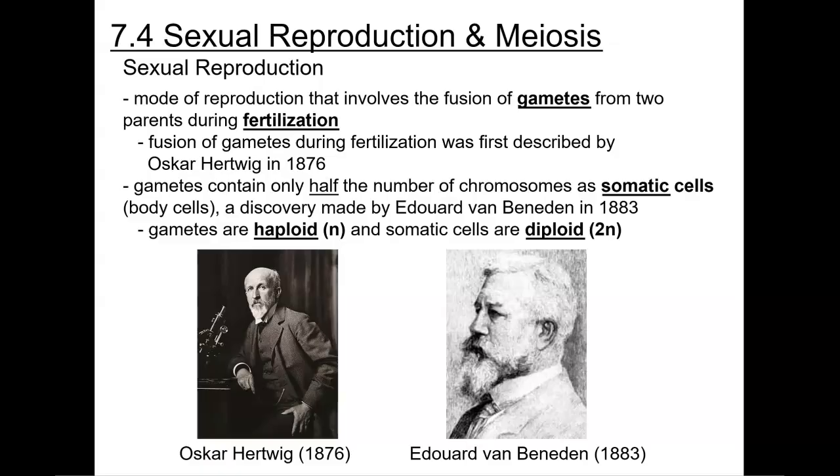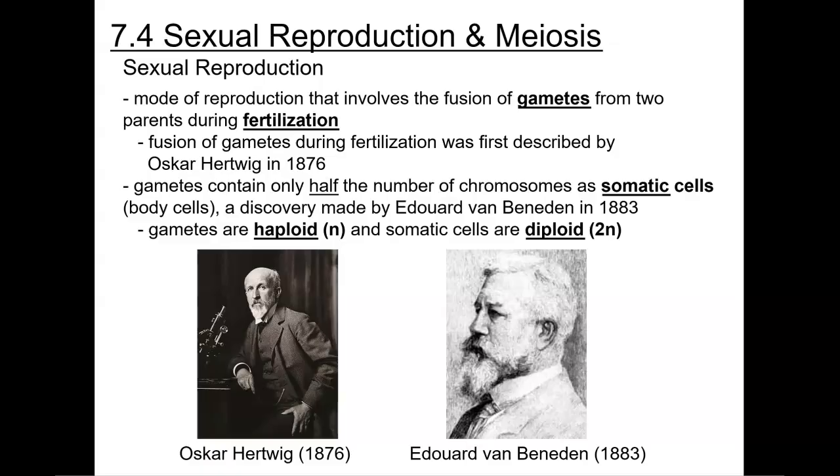Fusion of gametes during fertilization was first described by Oscar Hertwig in 1876. Gametes contain only half of the number of chromosomes as somatic cells. Somatic cells are going to be your body cells. Gametes are going to be sperm or egg. And so a discovery that was made by Eduard van Beneden in 1883 described gametes being haploid, where you have a lowercase n, and somatic cells being diploid, which is a 2n.